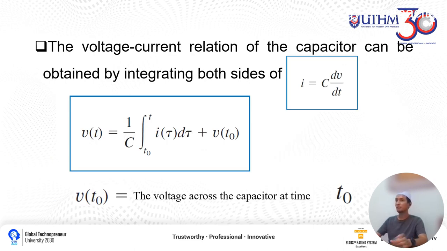So if we know that I equals C dV over dt, from this we can determine the value of voltage, and we can reverse it by using integration. So this is the derivation, and this is the integration. So we reverse it when calculating the value of the voltage.